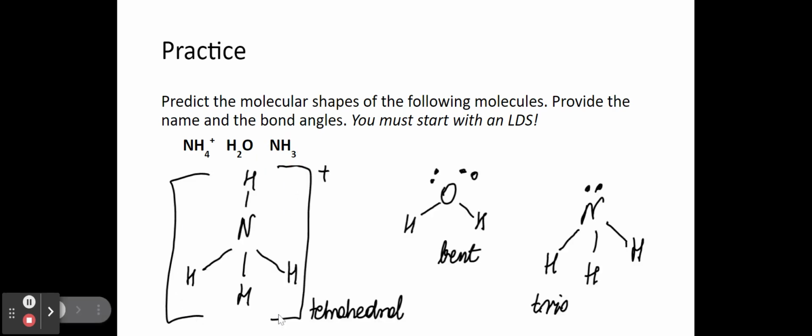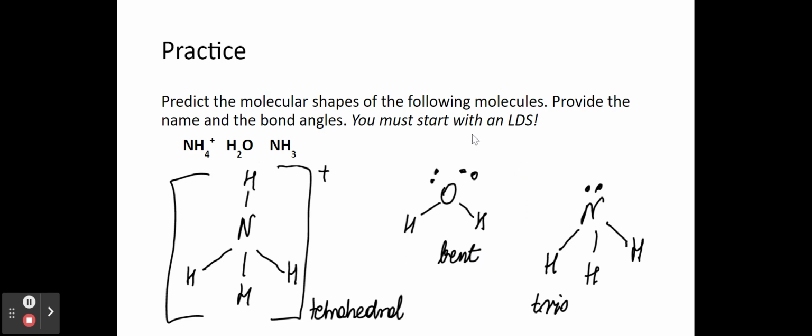So here's our ammonium, NH4 plus. We've got nitrogen, and we've got 4 hydrogens bonded to the nitrogen. Again, because it's an ion, we put the brackets and we've got that charge there. Since there are 4 electron domains, the electron geometry is tetrahedral. And since they're all bonding pairs, the molecular geometry or the molecular shape will be the same as the electron geometry. So it would be tetrahedral.